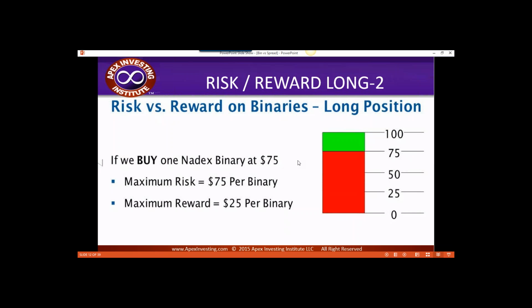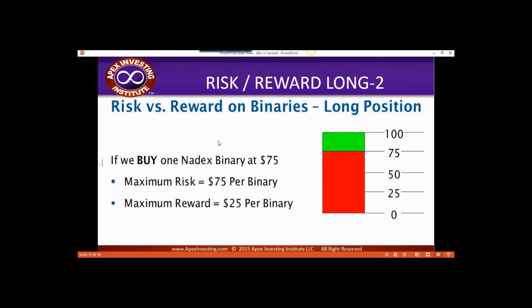Same example, we're buying, we're going long. If we buy a Nadex binary for $75, our maximum risk is also $75. It's the amount we put up to enter the trade, the amount we buy the binary for. And our maximum reward is going to be $25. It's going to be the difference of where we bought the binary compared to $100. All right? Does that make sense? Any questions on those basics there of buying a binary?